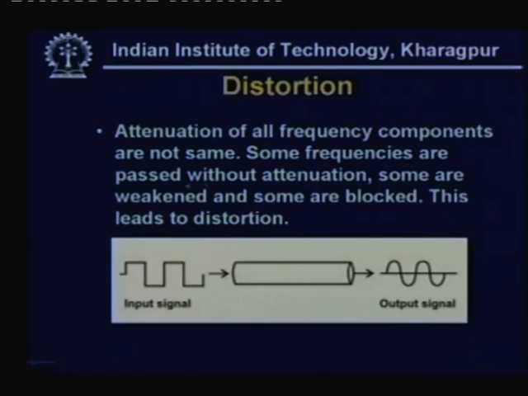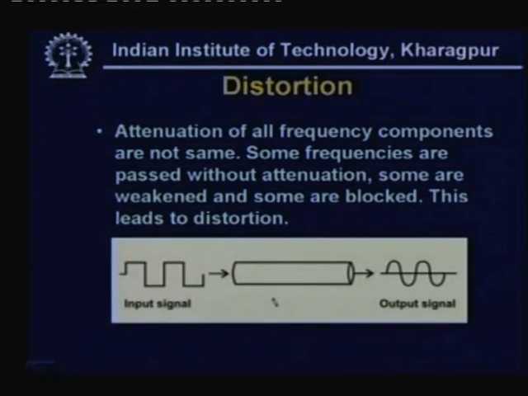Some frequencies are passed without attenuation, some are weakened, and some are completely blocked. So we can see that there are three situations. This leads to what is known as distortion. That means what the transmitter is sending, at the other end of the medium the receiver is not getting the same thing. They are not the same. In such a situation, we can say that the signal is distorted or has suffered distortion.